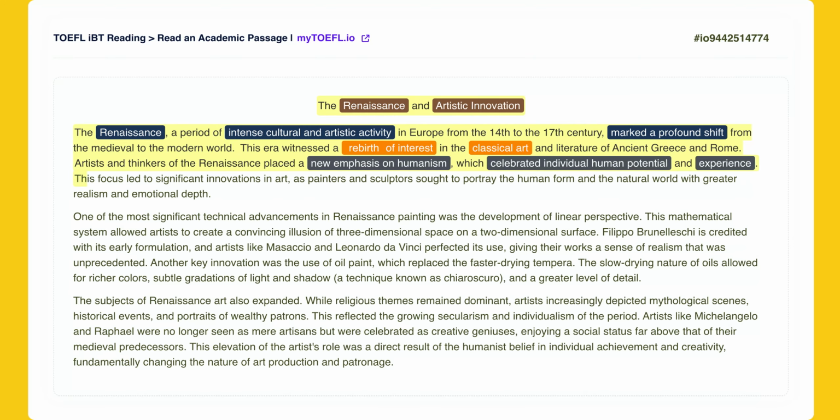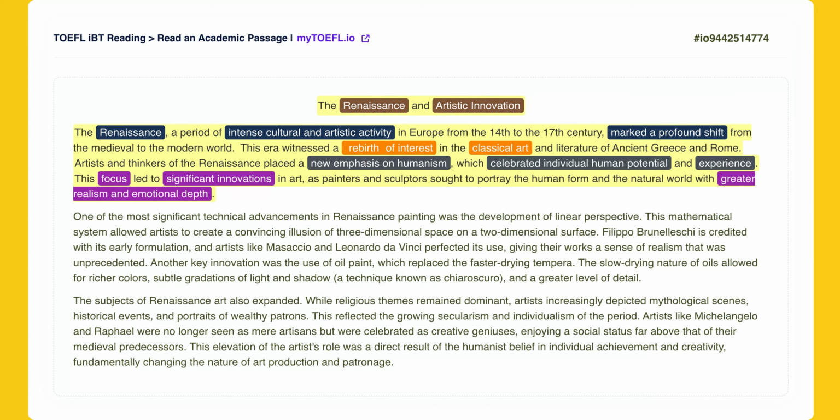This focus led to significant innovations in art, as painters and sculptors sought to portray the human form and the natural world with greater realism and emotional depth. This sentence links the philosophy to the action. Because of the focus on humans, we see significant innovations. The goal was to reach greater realism and emotional depth. Realism is a huge keyword here because it describes the physical appearance of the art we are about to discuss.